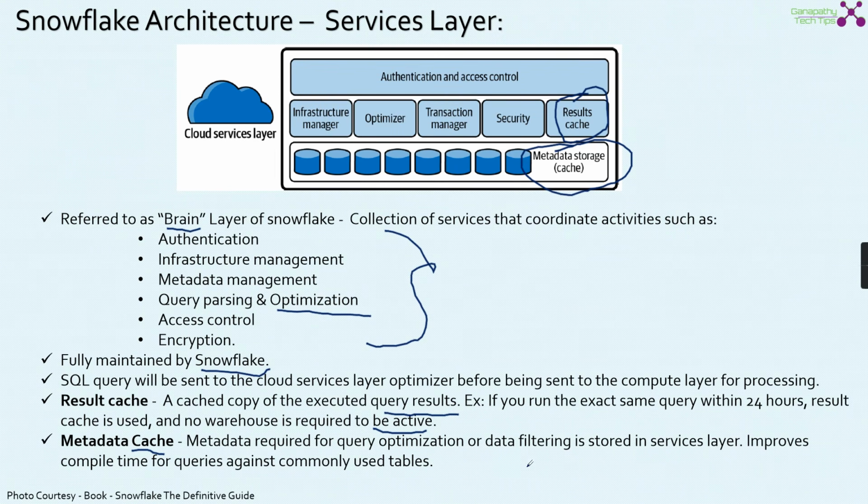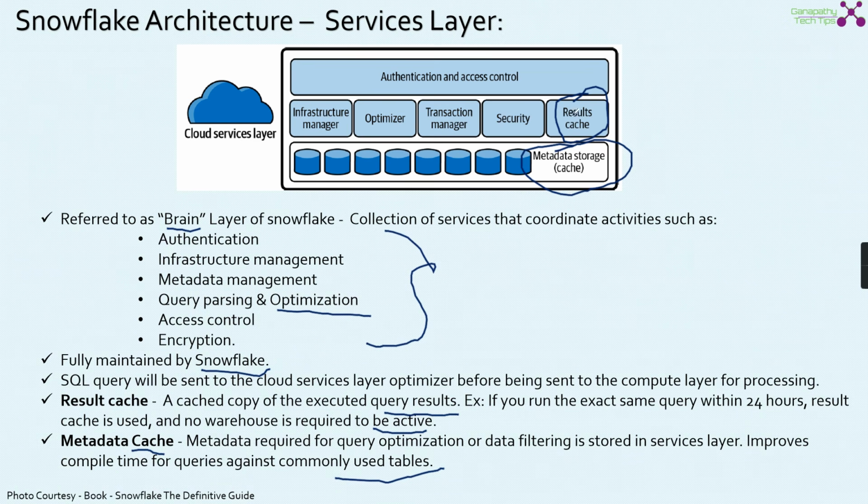As you can see, it provides query optimization and data filtering stored in the services layer, and improves the compile time for queries against commonly used tables. This is very important. There is no specific relationship to the query execution, but this is the underlying metadata using which the Snowflake services layer comes up with the least expensive plan.